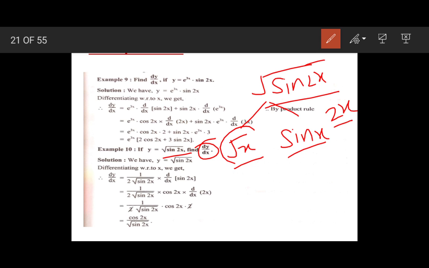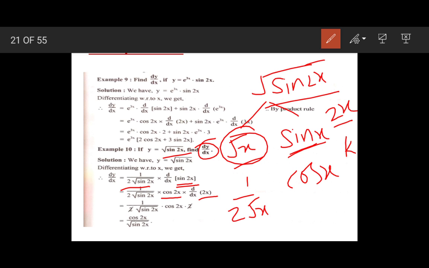So the first derivative of root x is 1 upon 2 root x. So the derivative of root sin 2x will be 1 upon 2 root sin 2x into the derivative of sin 2x. Now the derivative of sin x is cos x. So the derivative of sin 2x will be cos 2x into the derivative of 2x. Now the derivative of kx is k. So the derivative of 2x will be 2.